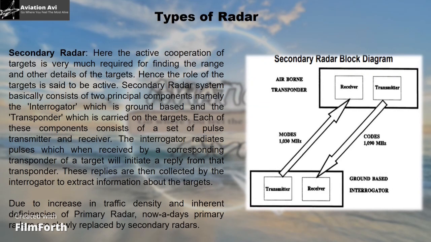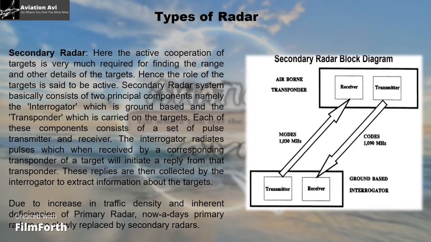Unlike the primary radar, the role of the object is very much active in case of secondary radar. Here in the secondary radar, there are two components: the ground-based interrogator, or the one that sends signals towards the object, and the airborne transponder, which is present inside the object.